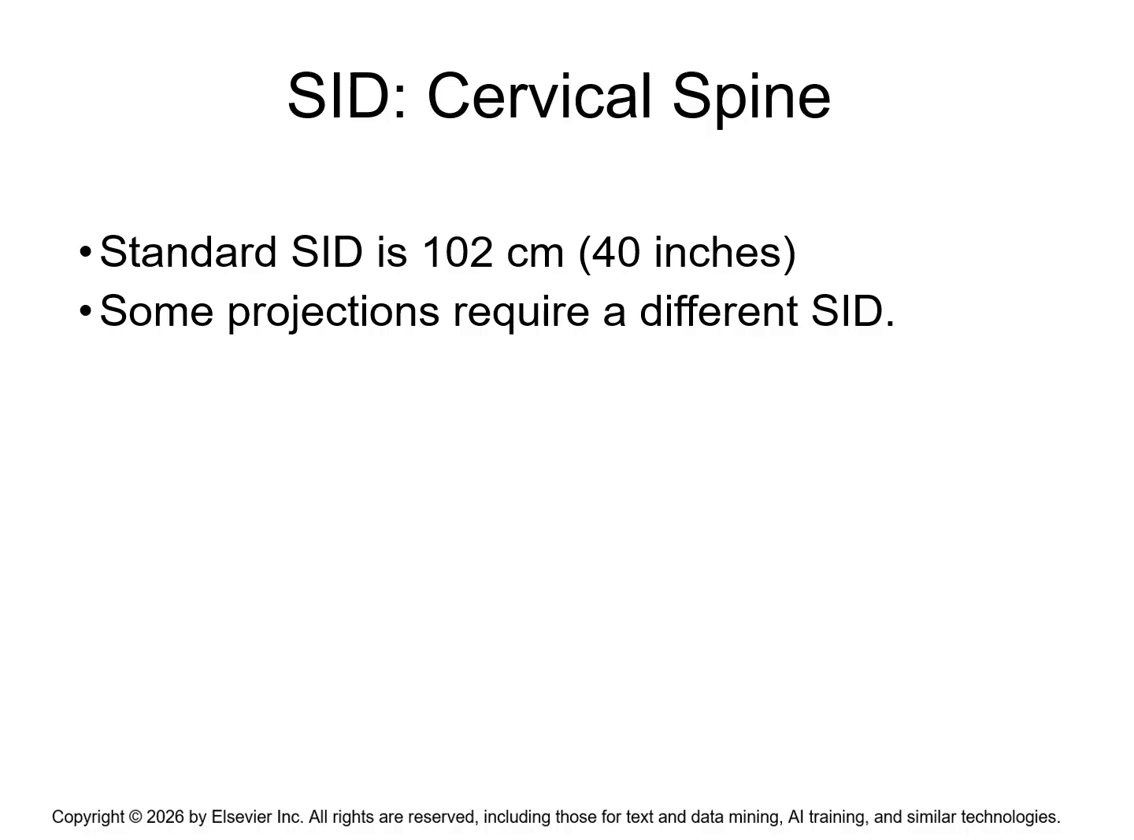So standard SID for cervical spine is 40 inches. Your book says 40 to 48 inches, I think. You're going to see 48 inches more and more in the hospital. Now, there are some differences in some of the projections. For instance, the lateral is going to be done at 72 inches, okay? And so if you do a lateral or you do a lateral flexion extension, 72 inches. The obliques of the C-spine can also be done at 72 inches. It just depends on the protocol of your facility, but the majority are considered 40 inches.